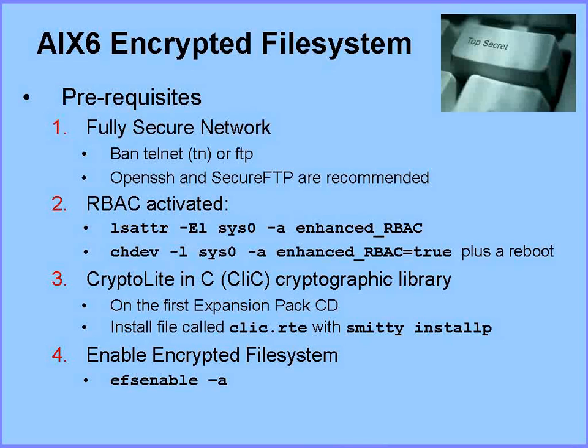Next, we have to have RBAC switched on. This is part of AIX 6 and on by default, but here are the two commands to check that it is enabled and switch it on if necessary. We also need the CLiC crypto library, and that's on the expansion pack. We simply install that. And fourthly, we use the efsenable command to switch on our encryption.